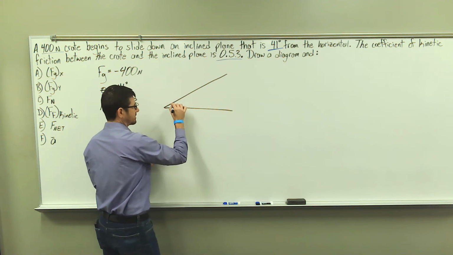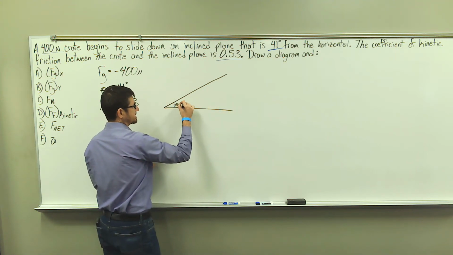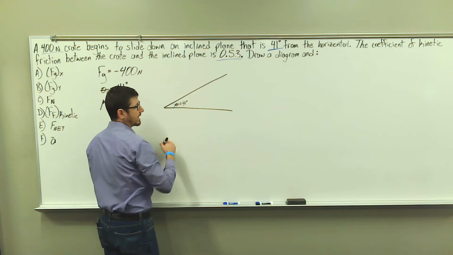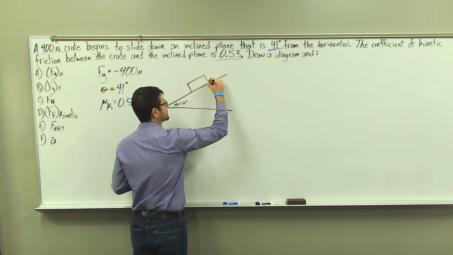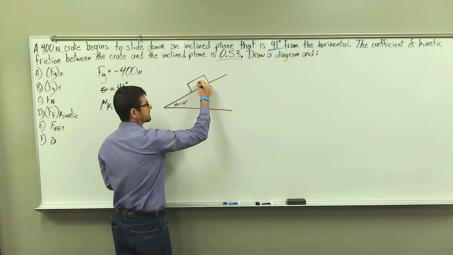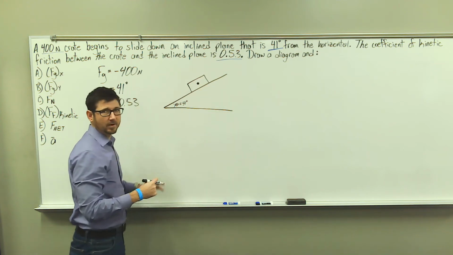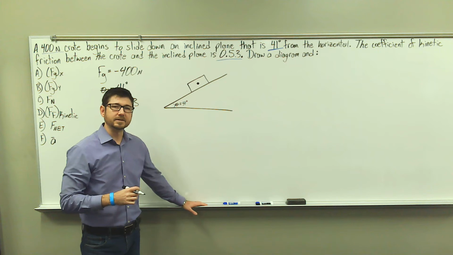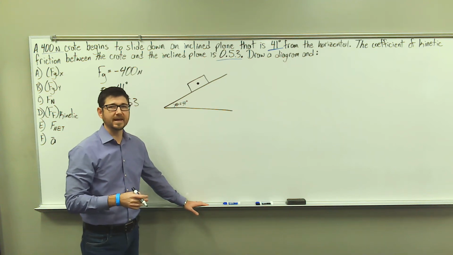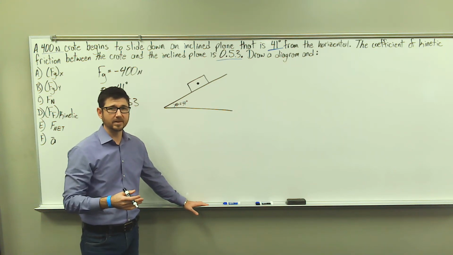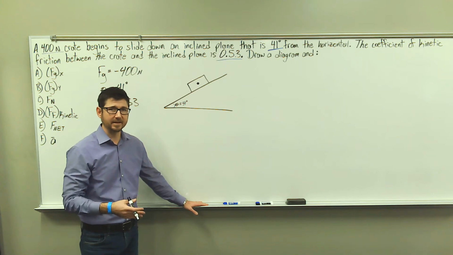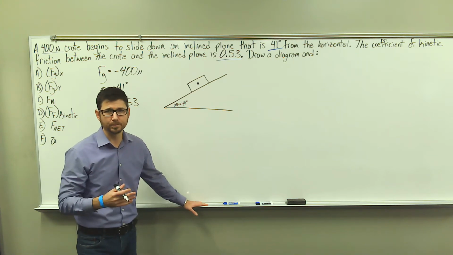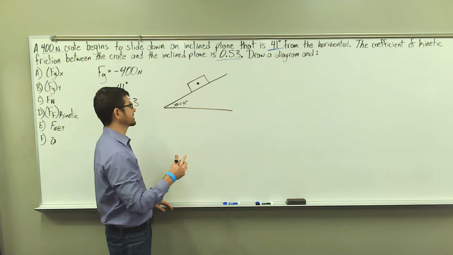Now let's go ahead and draw a simple diagram. So let's first draw the angle. The angle is 41 degrees, and we have a crate on the inclined plane. Just draw a simple crate like that. Now remember from the notes that I gave you, the 6 facts for an object on an inclined plane. Fact number 1 is the weight force points in a negative y direction, and it is perpendicular to the horizontal.